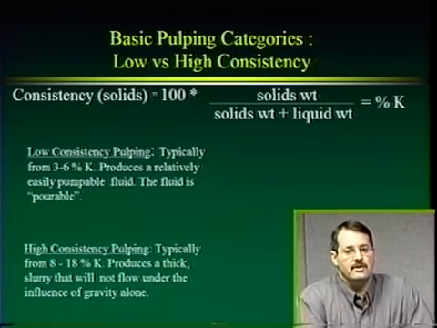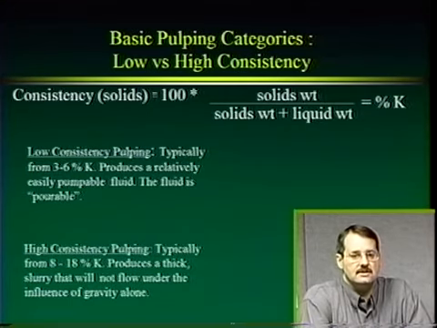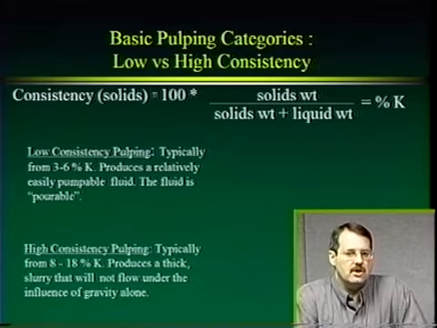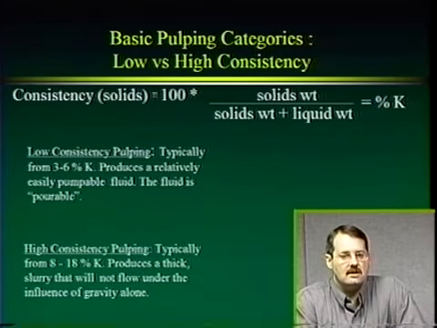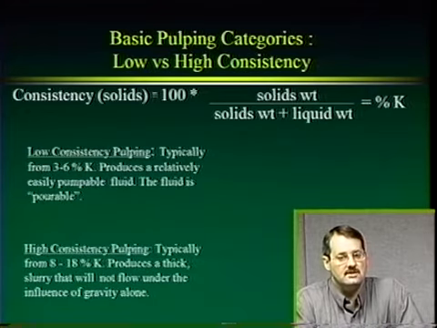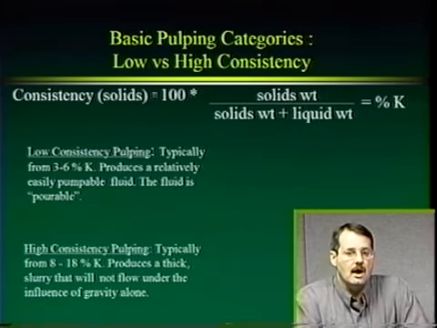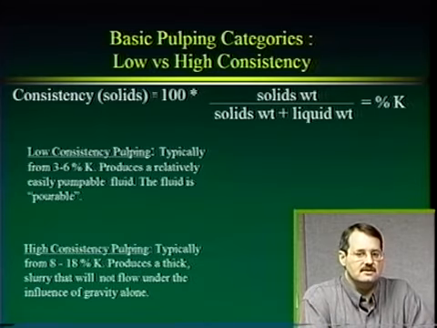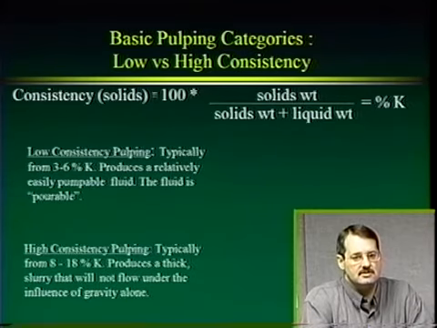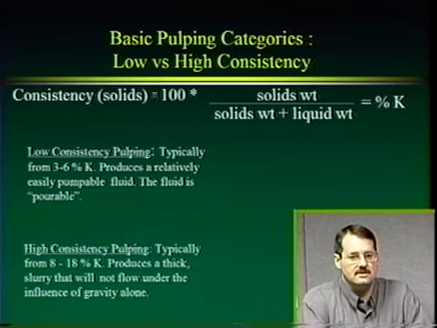Okay, now another thing that we can talk about is pulping consistency, and there's two categories, low and high consistency. Just as a reminder, consistency is defined as the solids weight of a sample divided by the solids weight plus the liquid weight. And the solids weight can include fiber and non-fibrous material like clay or coating. We usually call that percent consistency, as it's expressed as a percent if we multiply by 100%. Low consistency is usually at 3 to 6% consistency, and high consistency can be 8 to 20% consistency actually.